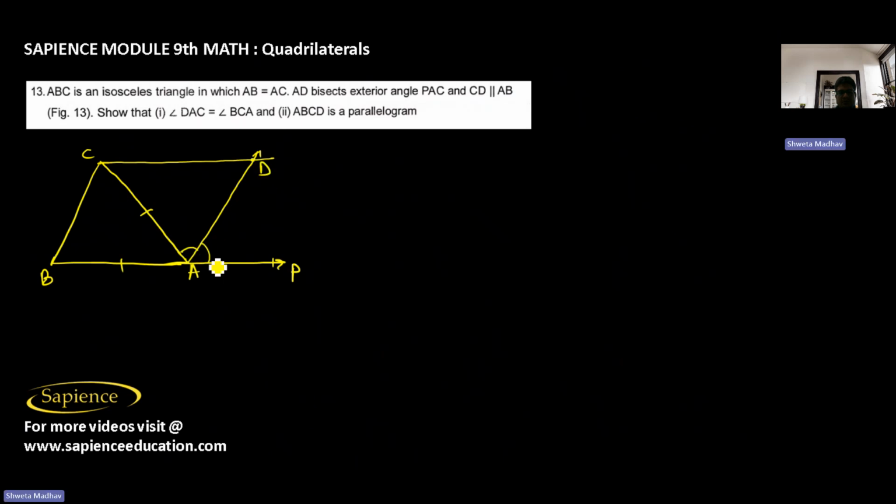So these two angles are equal. And CD is parallel to AB, so that DAC equals BCA. DAC is equal to this BCA, and ABCD is a parallelogram. So that we have to prove.